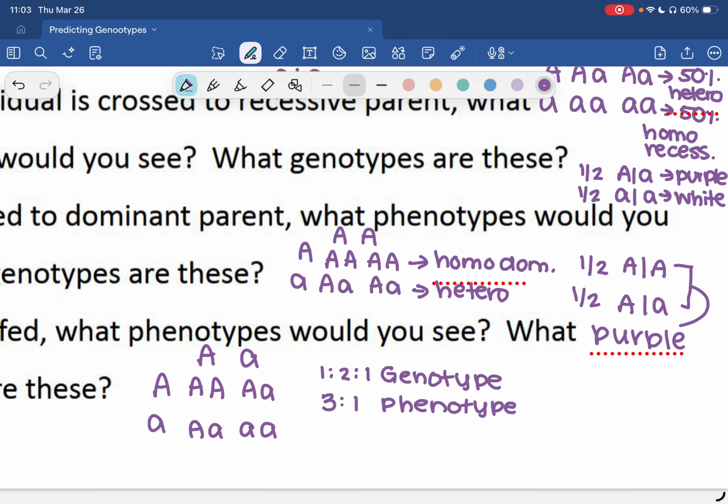So what I mean by 1 to 2 to 1 genotype, you have one homozygous dominant, one homozygous recessive, but you have two heterozygous individuals. So that's your 1 to 2 to 1 genotype. As for phenotype, your homozygous dominant and your two heterozygous individuals, all three of them will appear the same. They'll look the same, they'll have the same phenotype. So they would all share purple in this instance, where the homozygous recessive little a would show white.